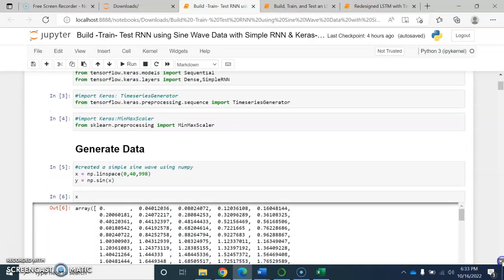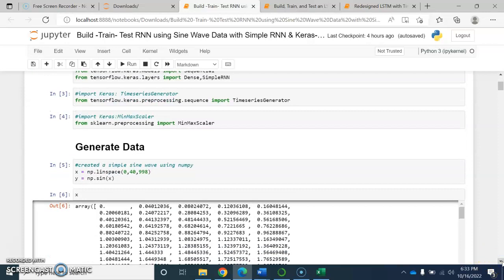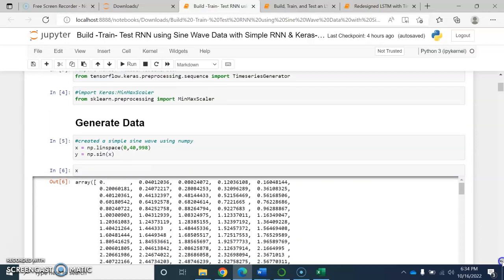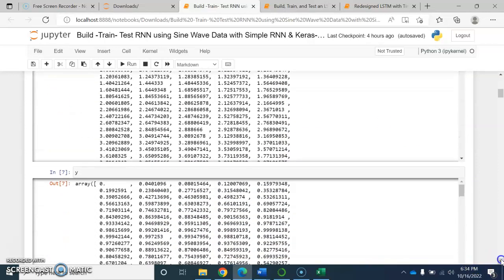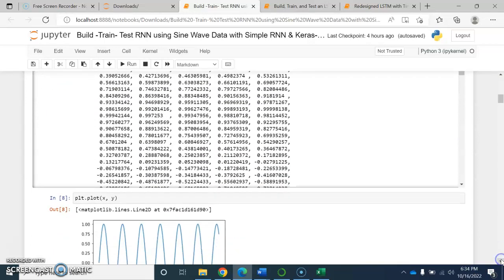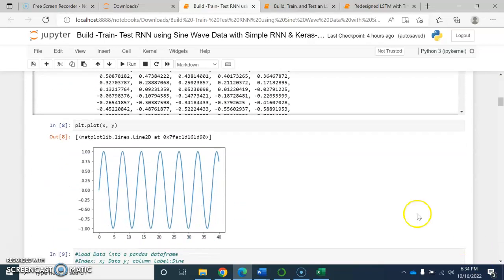Next, we generated the data using NumPy. Here I used the range 0 to 40 and 998 data points. And that shows you the array of the data for the x and the y axis. And this also shows you a diagram plotting the x and the y values.